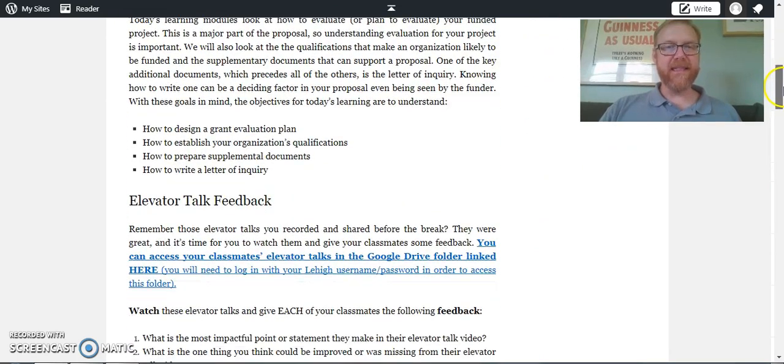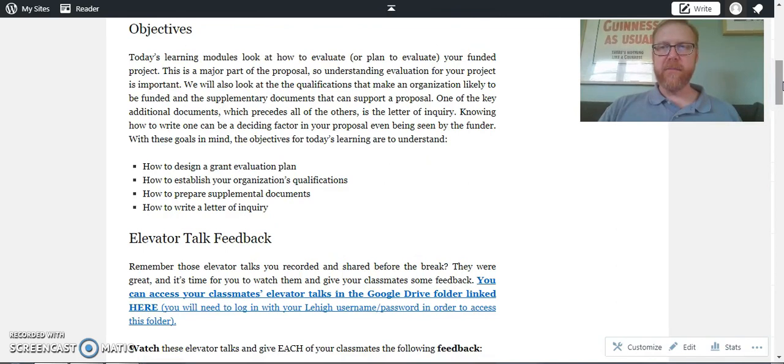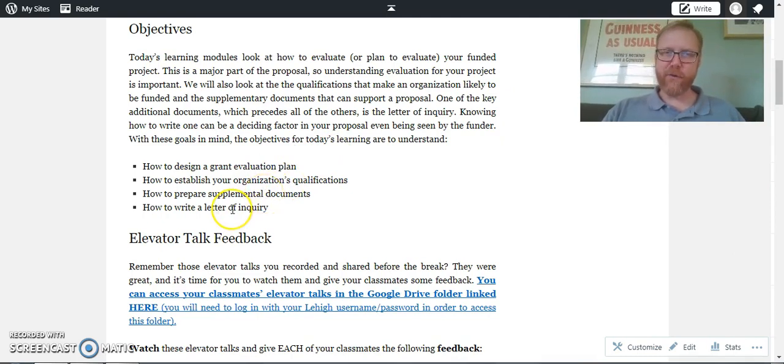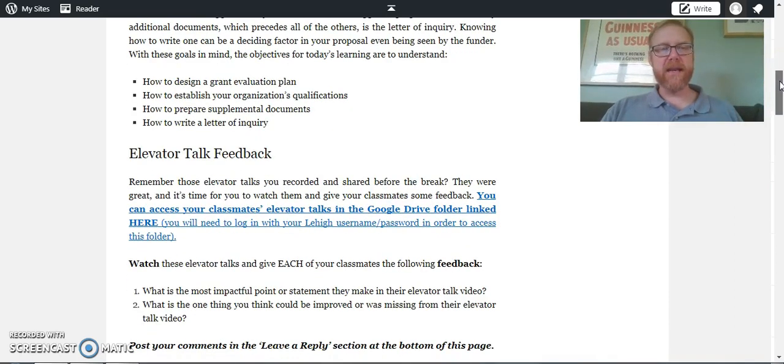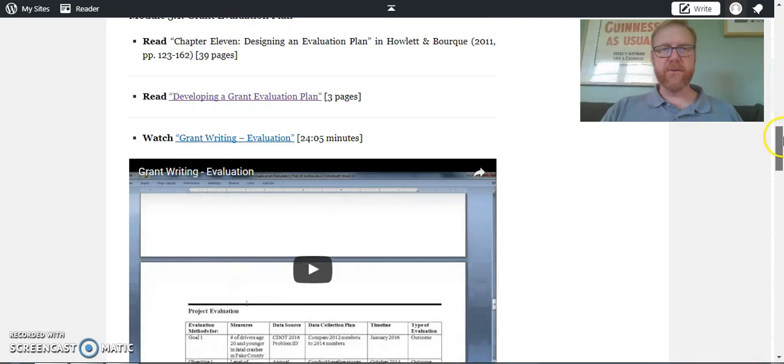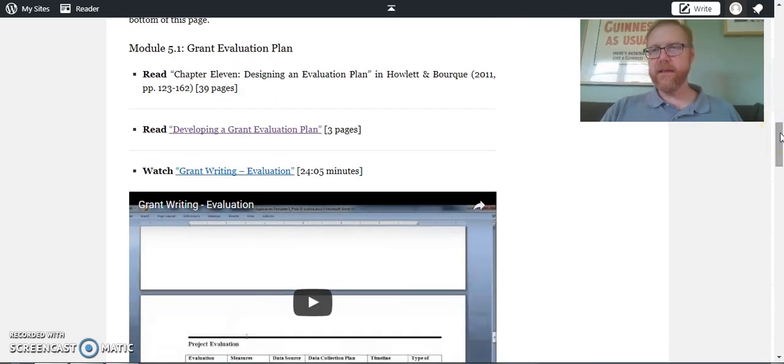There are some key things that you're going to be doing today. Very much a specific day. We're sort of taking a surgical approach to some of the different parts of the proposal and the proposal writing process, related to creating an evaluation plan, talking about organizational qualifications, preparing supplemental documents, and in particular writing a letter of inquiry. I'd just like to say right off the bat that with these four main points, you're going to, I think, get a really good feel for the particulars about your own proposal.